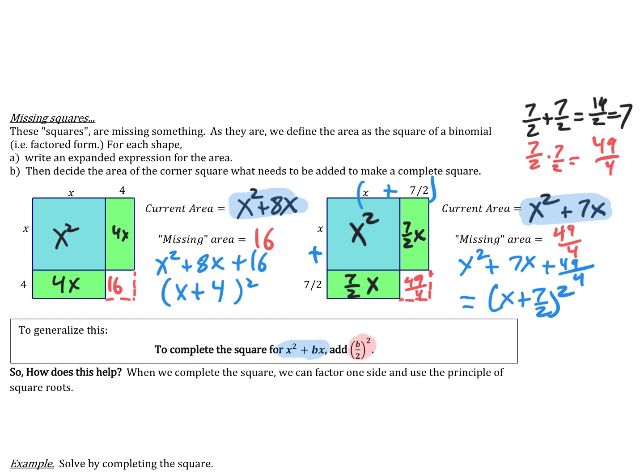Okay, so how this helps is that when we complete the square, we can factor. So if we can complete the square, then we can factor one side, and then we can use the principle of square roots.